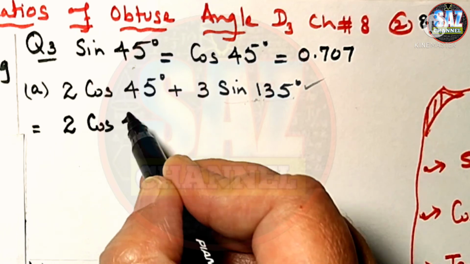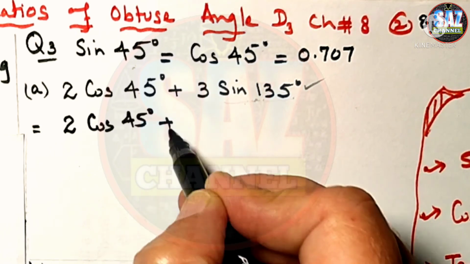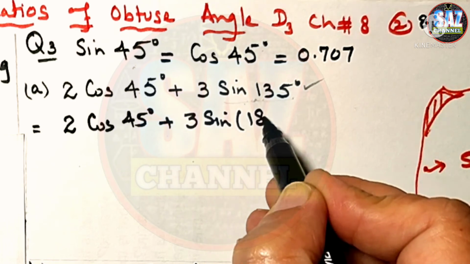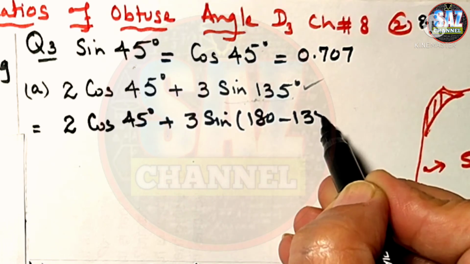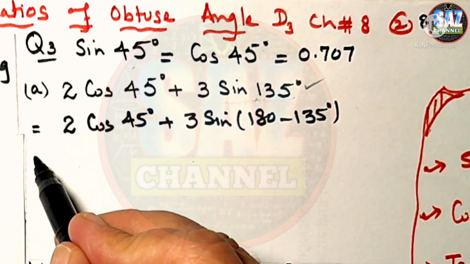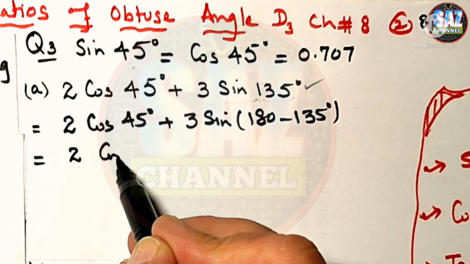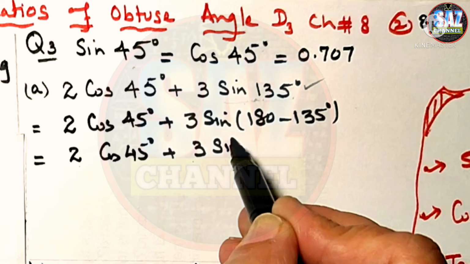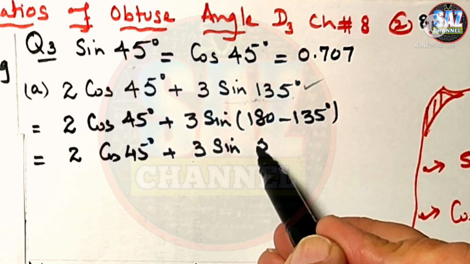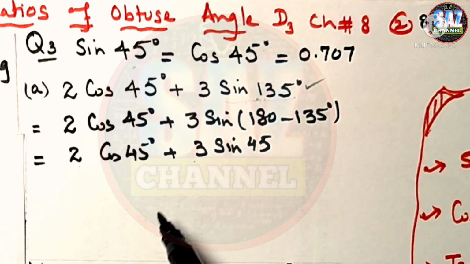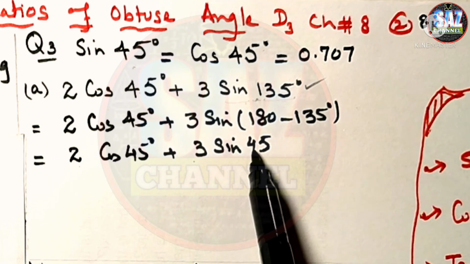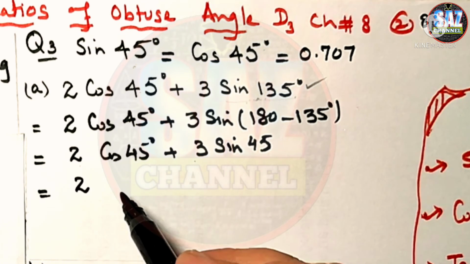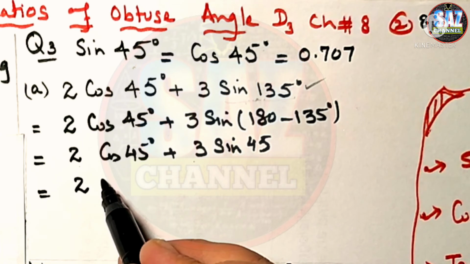2 cos 45 degrees plus 3 sine 180 minus 135 degrees. Okay, and this will give me 2 cos 45 degrees plus 3 sine 45 degrees, since 180 minus 135 is 45. Now we are given the values and answers of cos 45 and sine 45.